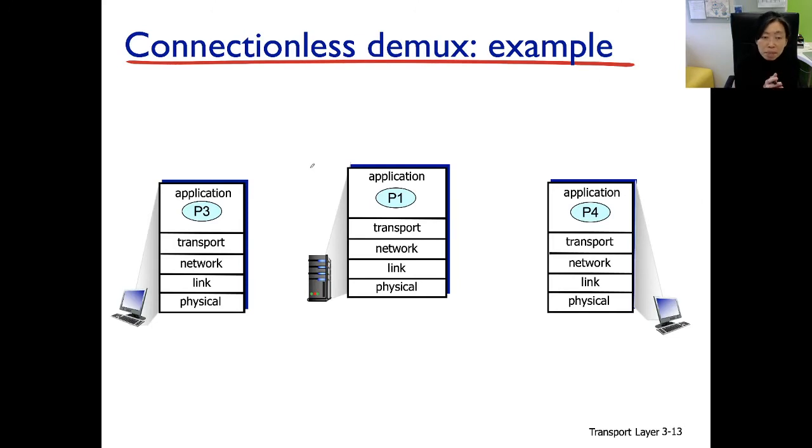So here's an example of connectionless demux. Port 9157 is where P3 is sitting on. So that's one of the clients. Port 5775 is where process P4 is sitting on. So that's another client. The server in the middle opens up a port number 642A, and P1 there is the server processing. It's waiting for requests to come in.